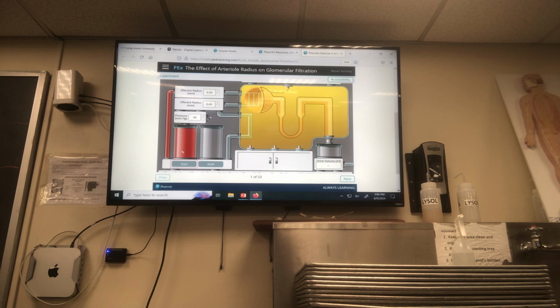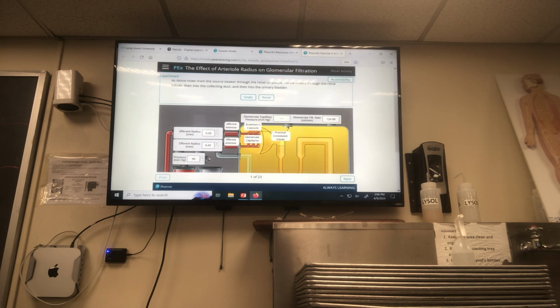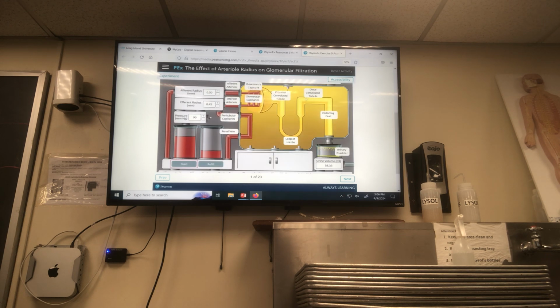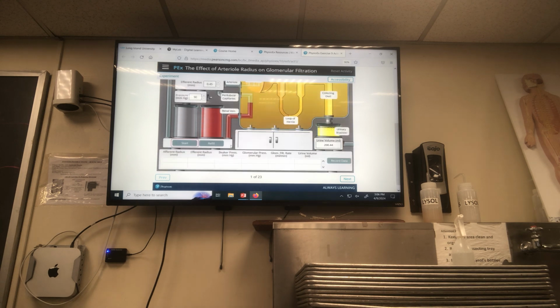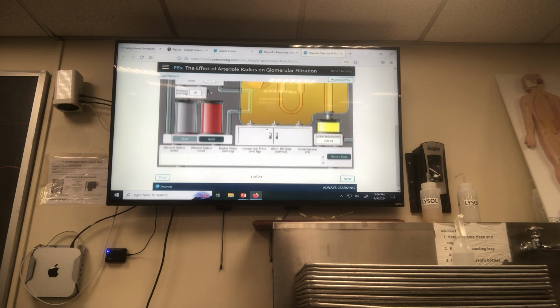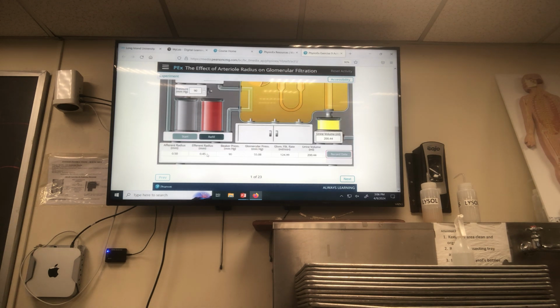So now blood is entering into my Bowman capsule, and this is the proximal convoluted tubule, and this is the distal convoluted tubule. There's the loop of Henle, and then these are all my tubules. All the urine is starting to collect, and then the blood is returning into my peritubular capillaries, and that's my renal vein. And then I have restored all the blood that has been filtered. So now let's record the data. That's interesting. So now let's read the data that we recorded.